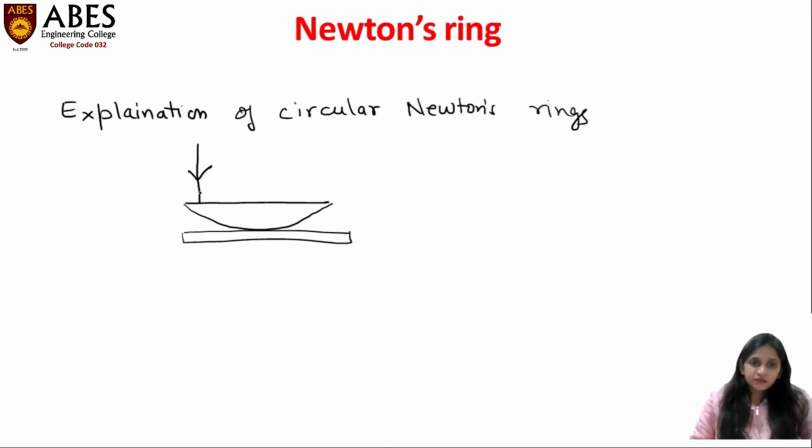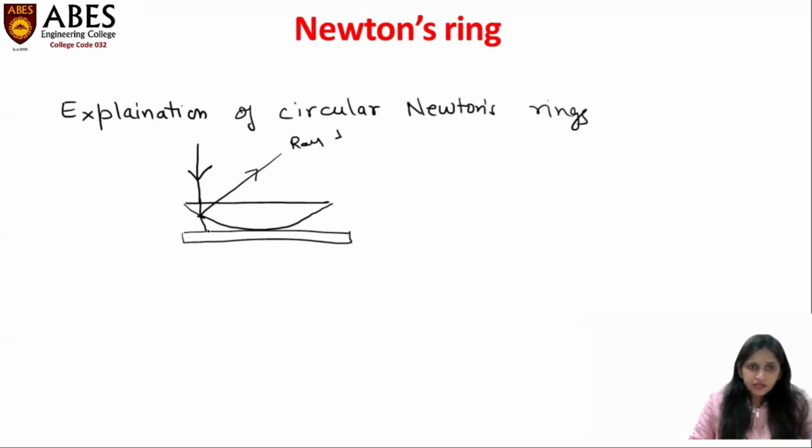So see, when the light is falling normally on a plano-convex lens from a sodium lamp, the ray that is reflecting from the lower surface of the plano-convex lens, ray 1, or we can say the reflected ray, is traveling inside this air film. You can see that between the plano-convex lens and the glass plate, there is an air film.